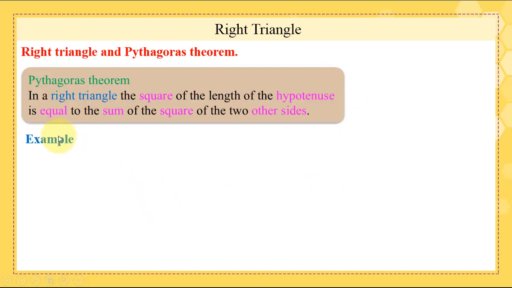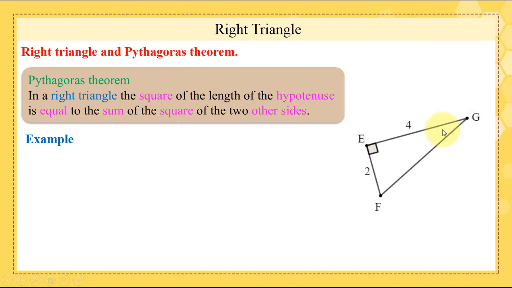Right triangle and Pythagoras theorem. Pythagoras theorem is a theorem that helps us to find the missing length of a certain side in a right triangle. It states that in a right triangle, the square of the length of the hypotenuse is equal to the sum of the squares of the two other sides.